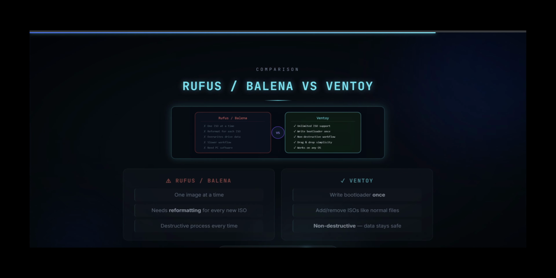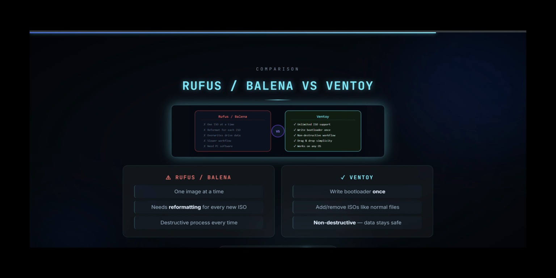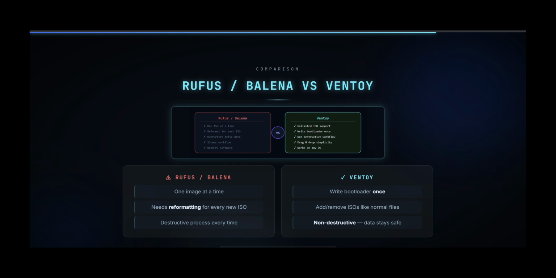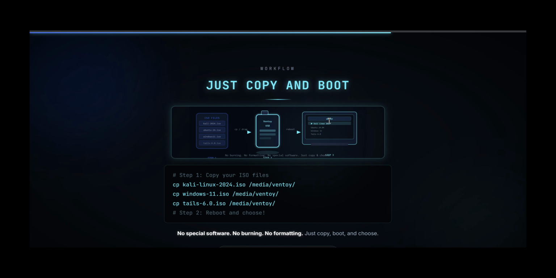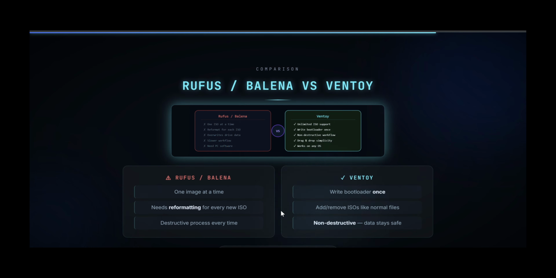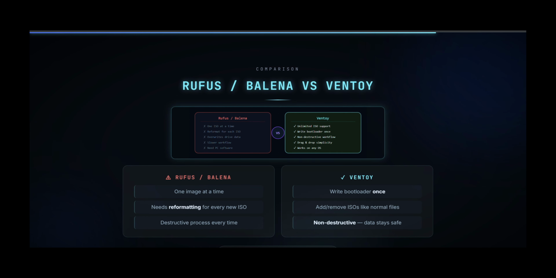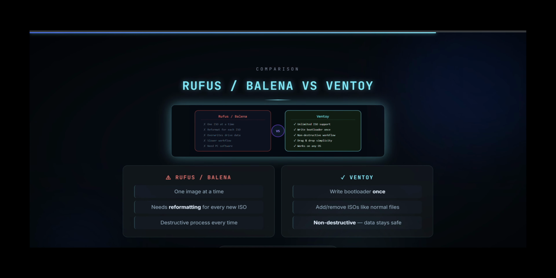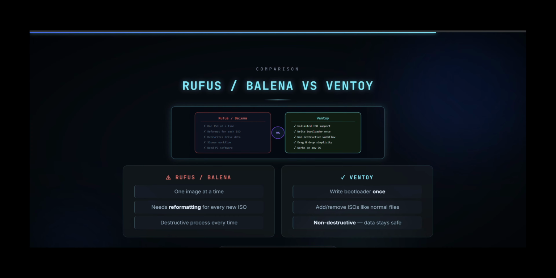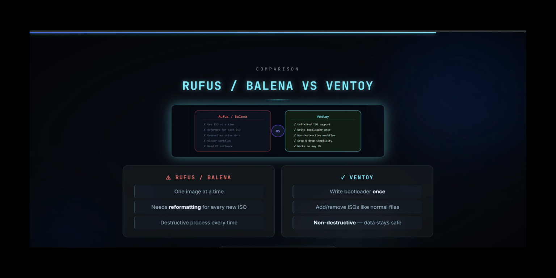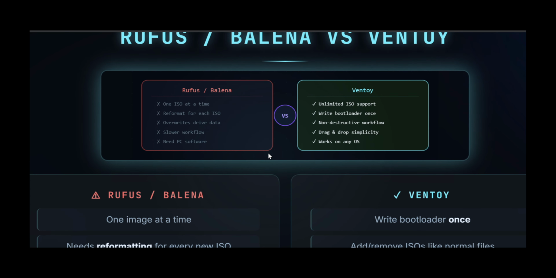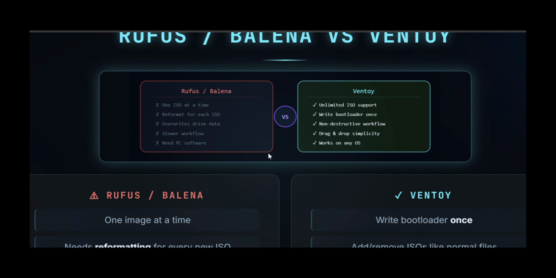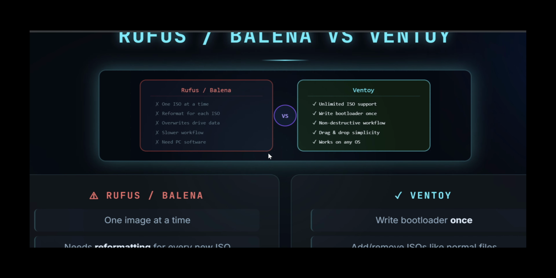And they absolutely have their place. But they all share one fundamental limitation. They are designed to put one single operating system image onto a USB drive at a time. Every time you want to change what is on the drive, you must overwrite everything and start from scratch. With Ventoy, you write the bootloader once, and after that, adding or removing operating systems is as simple as copying or deleting files in a folder.